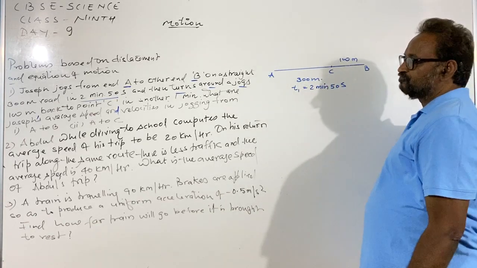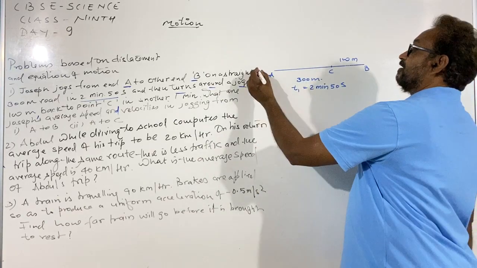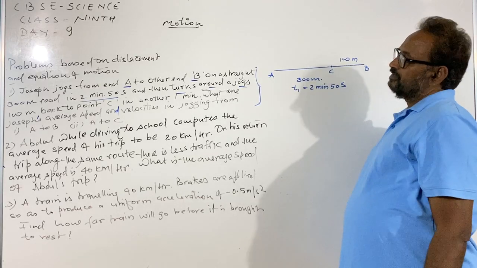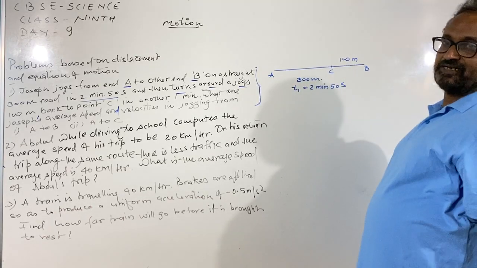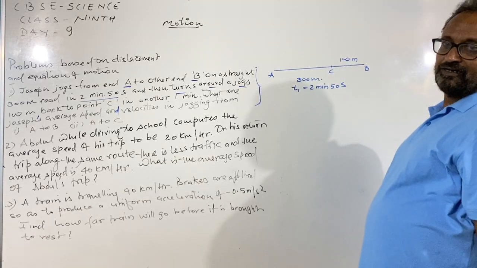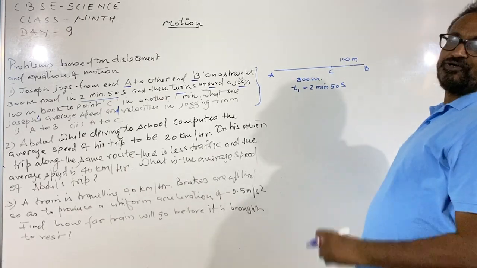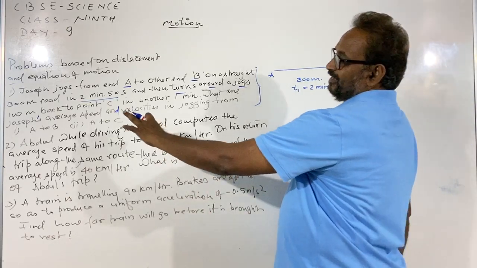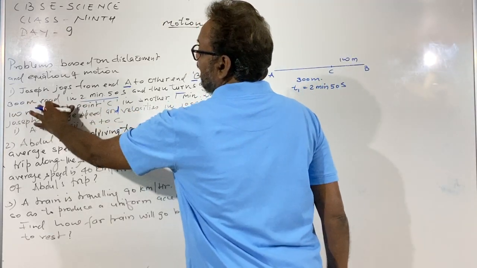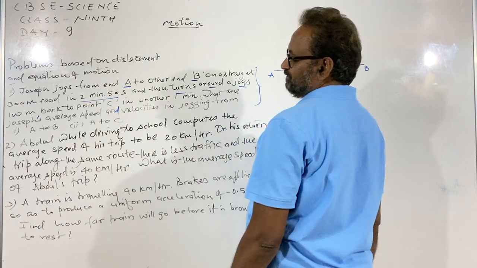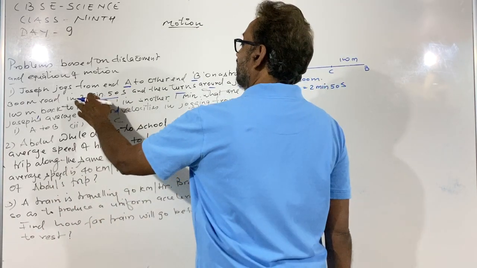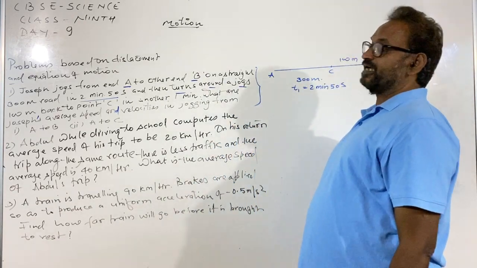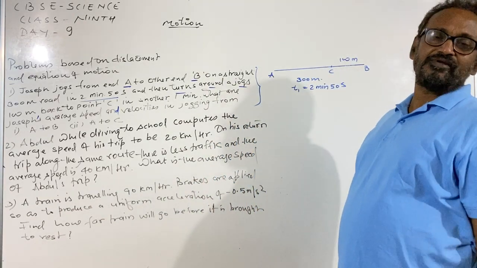Remember one thing, while doing such problems, ensure that all the parameters are in SI units. Distance has been given in meter, that is the SI unit of the distance. Time has been given in minutes and seconds, so you have to convert time into second because the second is SI unit of time.